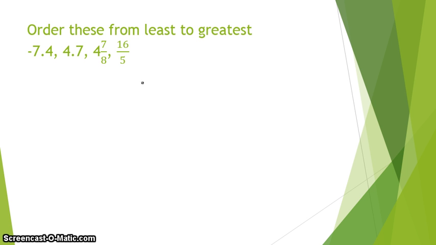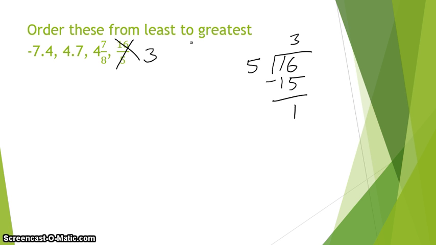Okay, so first of all, I really don't like this improper fraction right here, the 16 over 5. So I'm going to turn it into a mixed number. I'm going to divide 16 by 5, my top by my bottom, and 5 goes into 16 3 times. 5 times 3 is 15. My remainder is 1. So instead of 16 over 5, my answer is my whole number, my remainder is my top, and my divisor is my bottom.